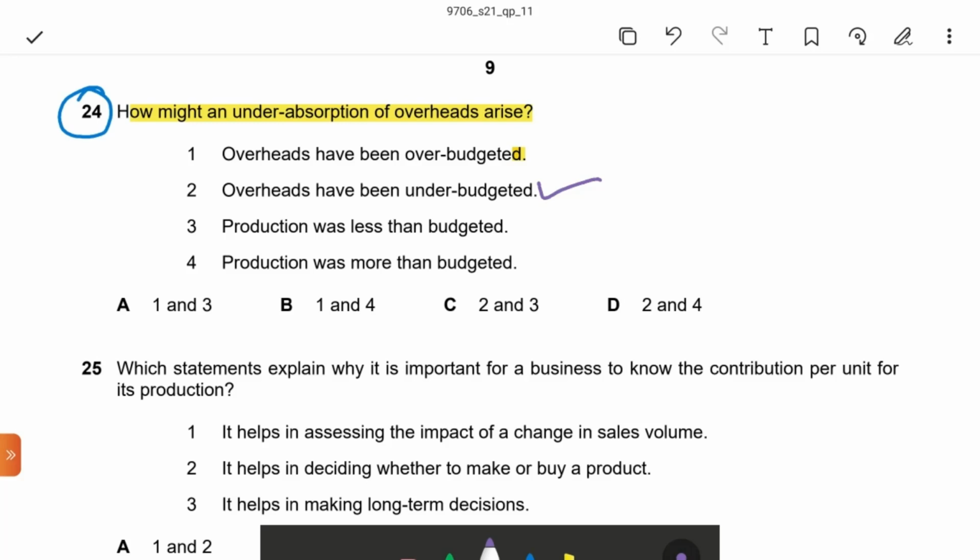Production was less than budgeted. That time also the overhead absorption will be under absorption. Production was not more than budgeted. What is the correct answer? 2, 3. So A, no, B, no. C is the correct answer.